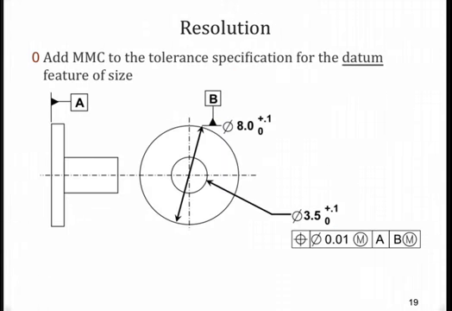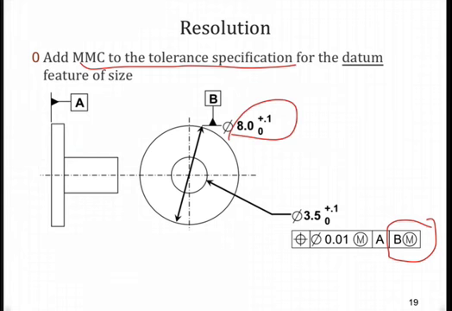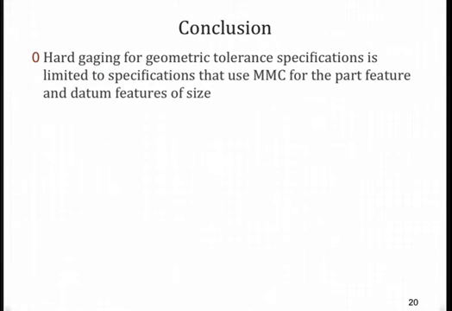So how do we resolve that? Well, similar to what we did with the part feature, if we have a feature of size, in order to use a hard gauge, what we're going to have to do is add our MMC condition to the tolerance specification. So here you can see B now has an M, indicating that we will allow additional deviations if we deviate from 8.1 for B. Once we do that, then we resolve this problem with the tolerance zone size not being consistent with the design specification.